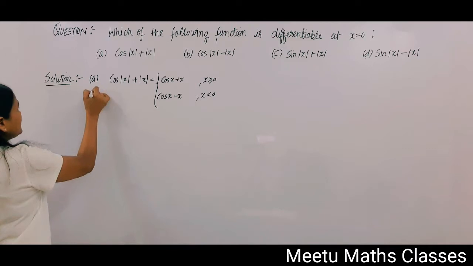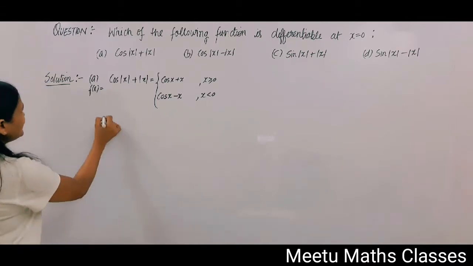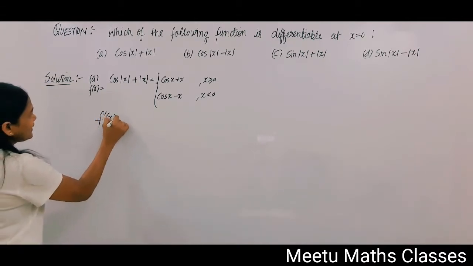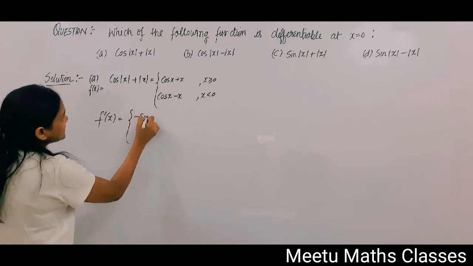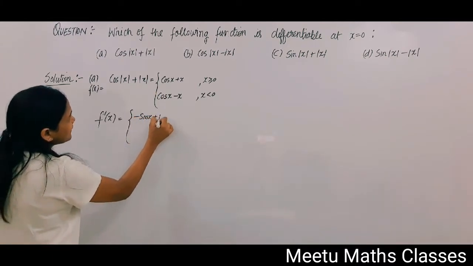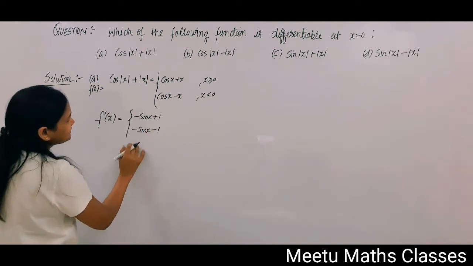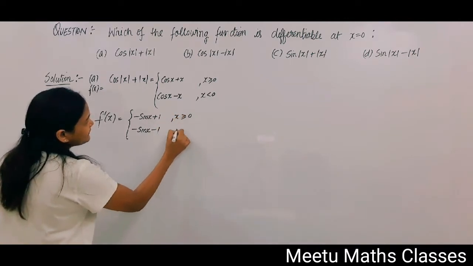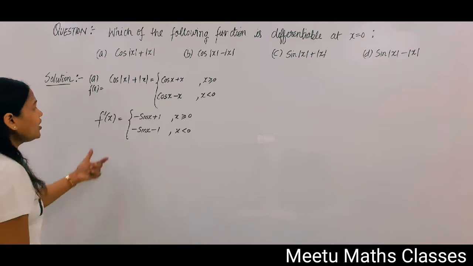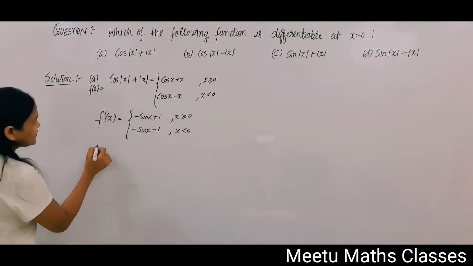Let this function be f(x). So try to find out the derivative of f(x), and that will be equal to minus sin x plus 1 when x is greater than or equal to 0, and minus sin x minus 1 when x is less than 0. So we have to check the differentiability at x equals 0.